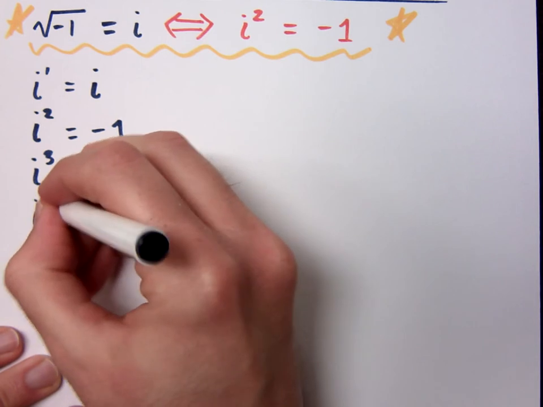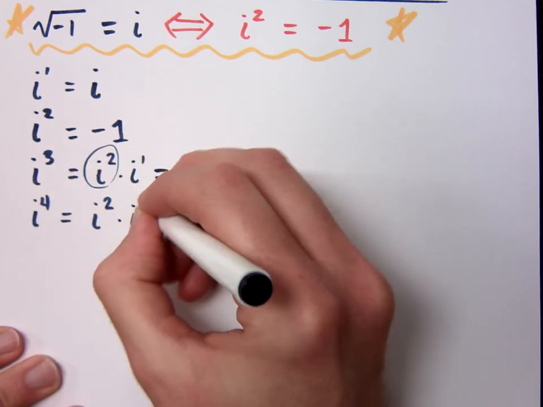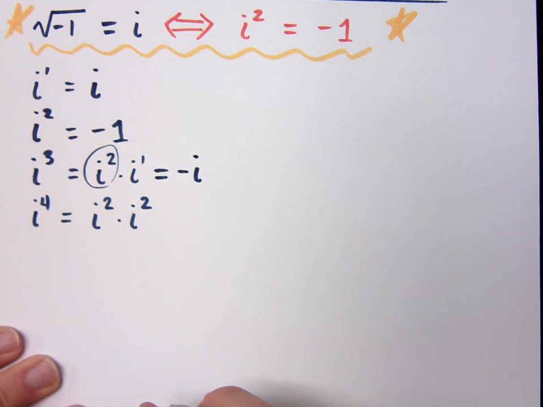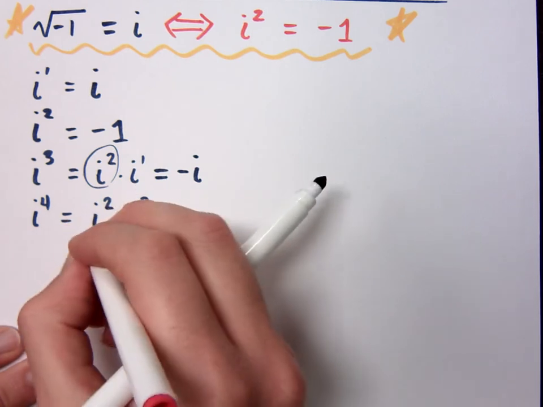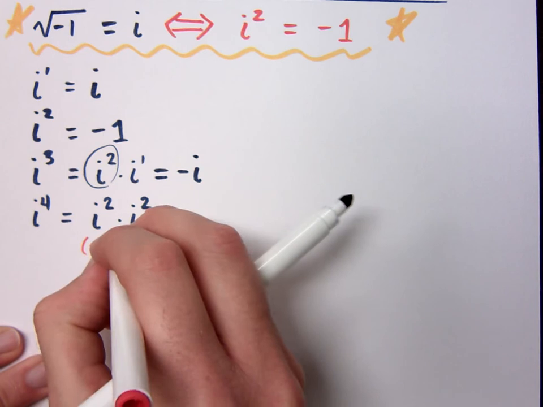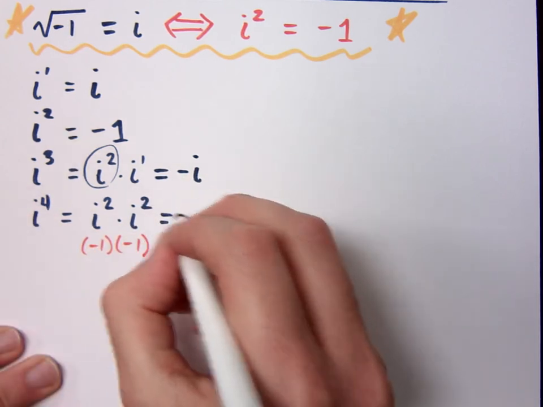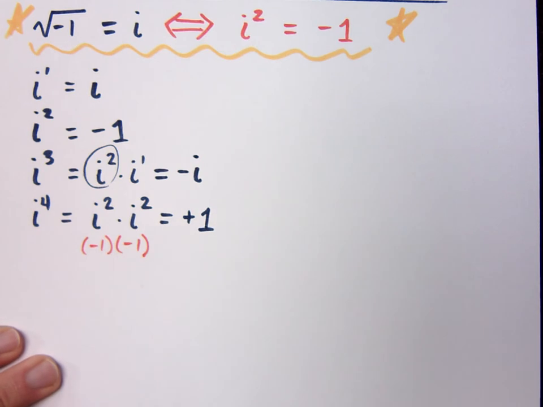If I had i to the fourth, i to the fourth is made up of i squared times i squared. So what is i squared? Negative one, times negative one. So what does all that equal? Equals positive 1, right?